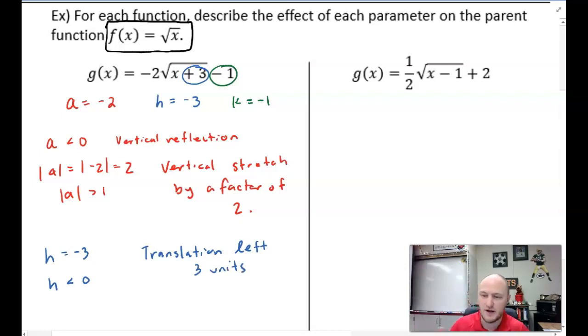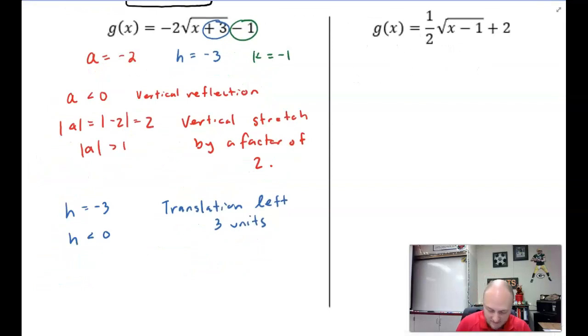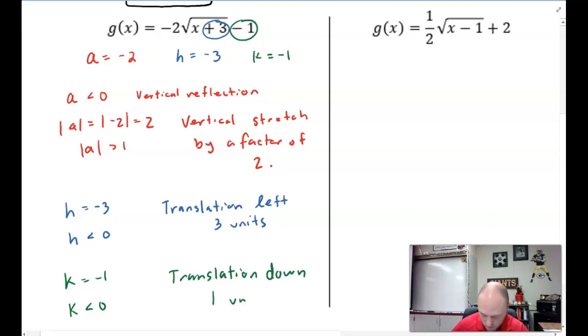The direction tells you its value is negative. Left indicates negative. And then lastly, we have k. Our k value is -1. Since k is less than 0, we have a translation down. How many units? 1 unit. Again, no need to say the negative there. All right, so there's example number 1.